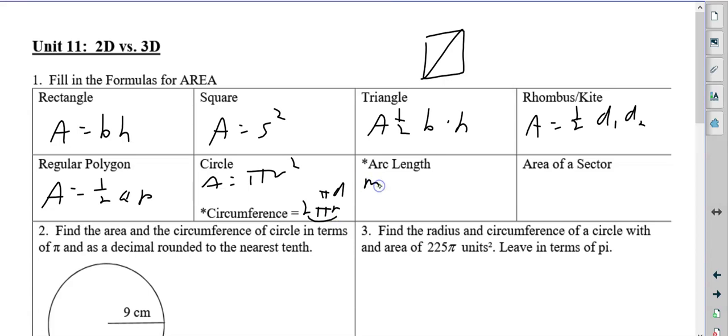Arc length: measure of the arc divided by 360 equals, times 2 pi r, which is the circumference. And area of a sector is measure of the arc over 360 times pi r squared, which is the area of a circle. Kind of makes sense.